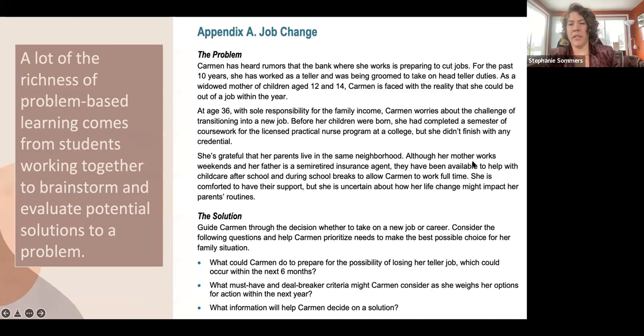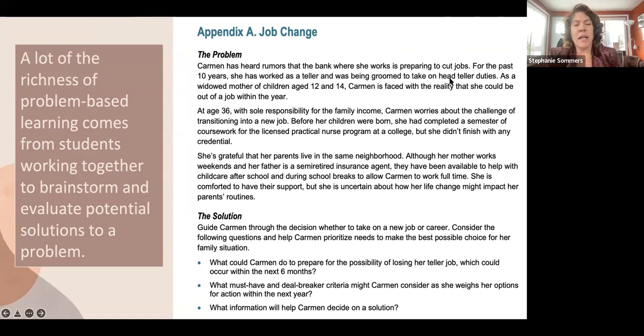Or I'm sorry, I might have been thinking of a different scenario. In this scenario, it's about Carmen, and she's heard rumors that her job might be cut at the bank where she works. She's a single mom. She's got some younger kids. And so she's thinking about if she were to transition to a new job, okay? And I do think you could bring in some of these ideas. If she were to move, she'd be moving away from her support, which is her family who provides childcare and things like that. So it's thinking about all of the factors that might go into finding a new job or deciding it might be time to go back to school and getting more training.